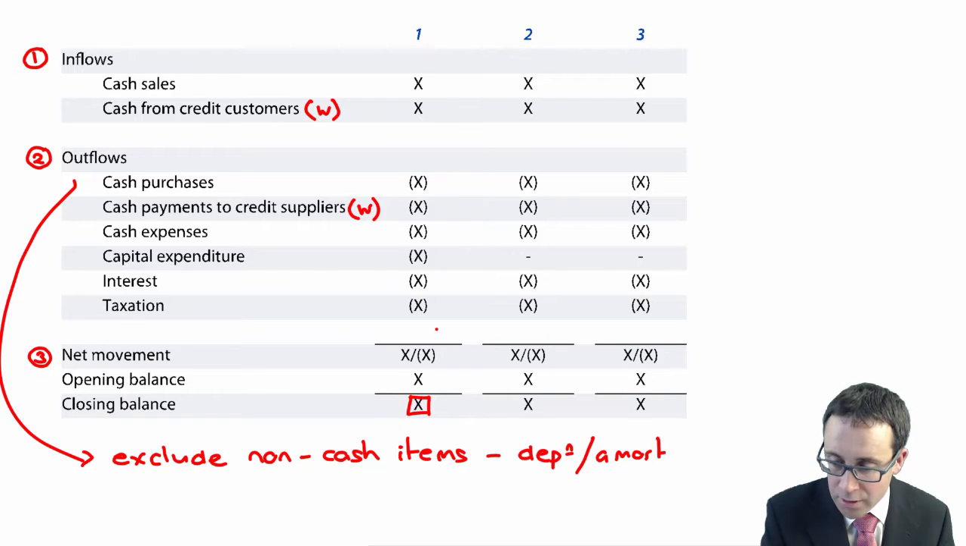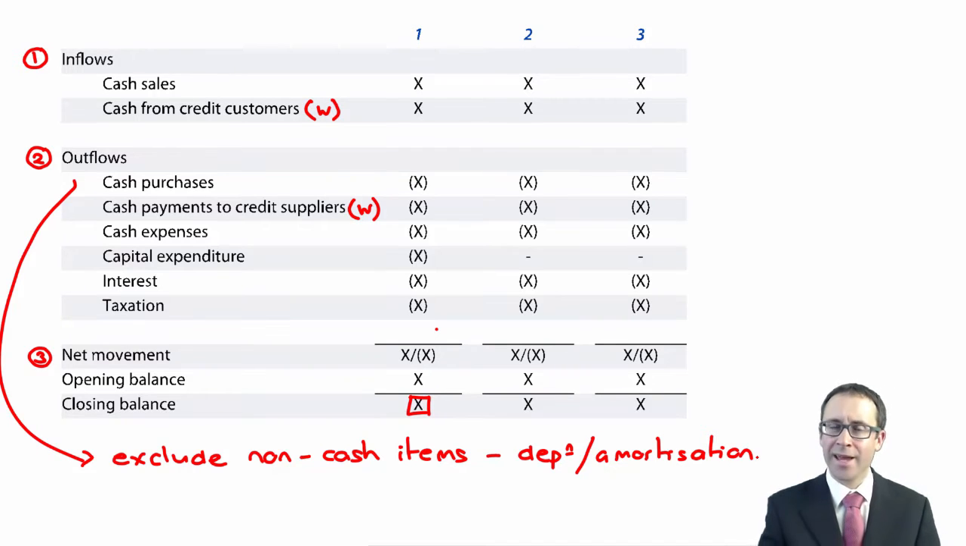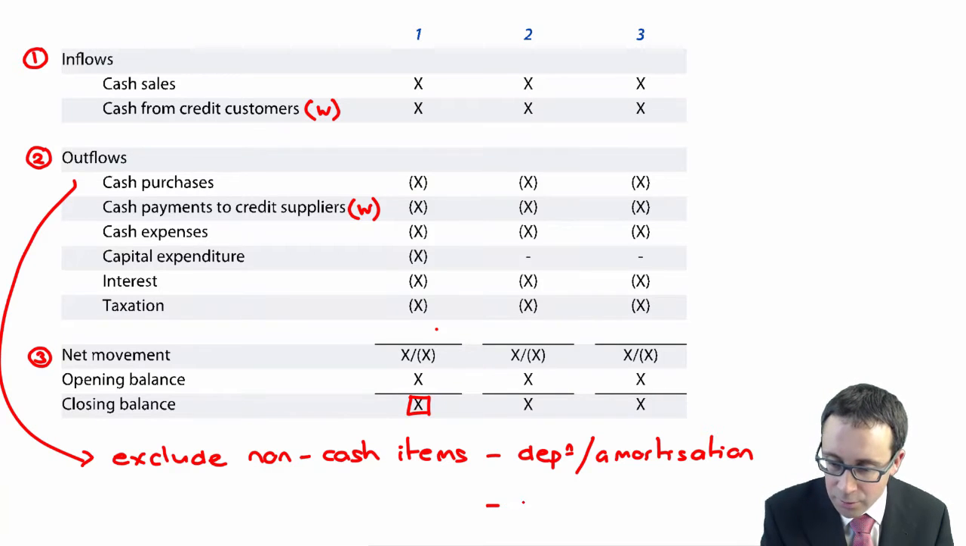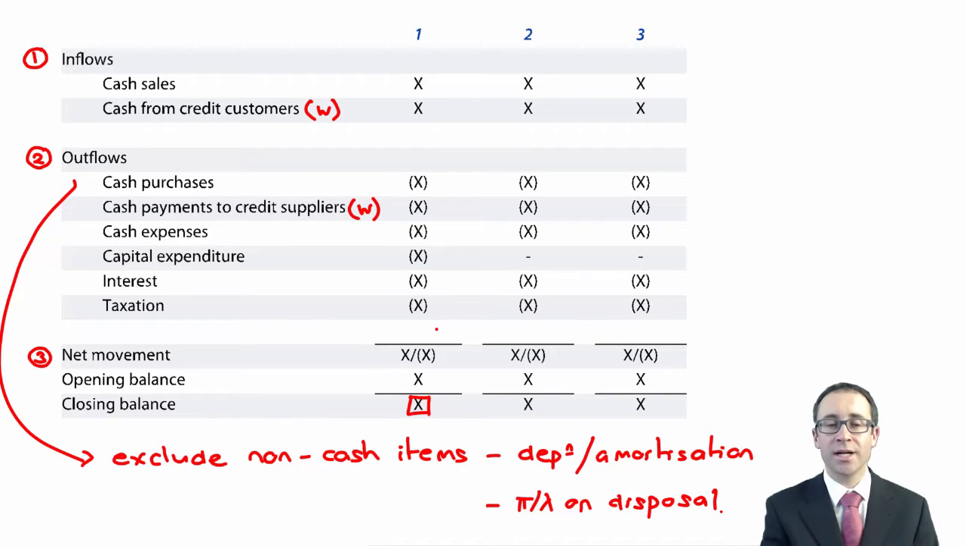The same process as depreciation is your amortization. So again, that's a non-cash expense, isn't it? But charged on intangibles as opposed to tangibles. And then don't forget as well, you also have your profit or loss on disposal. Again, that's a non-cash item, so you do not include the profit or loss, but you would include the proceeds, wouldn't you?